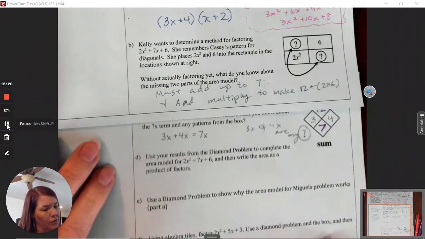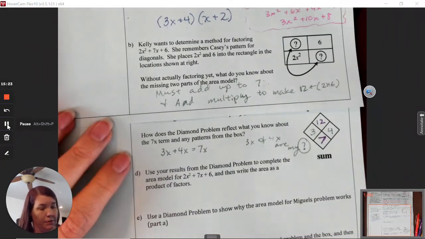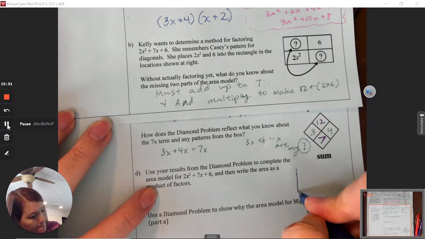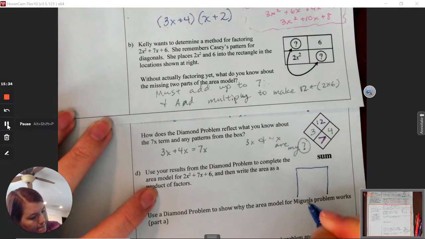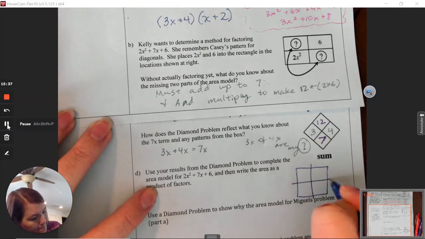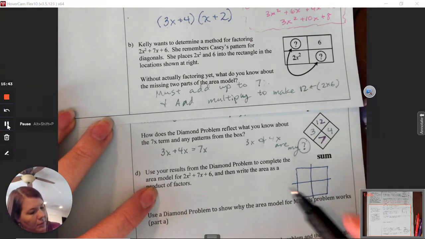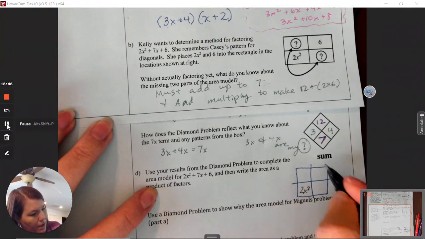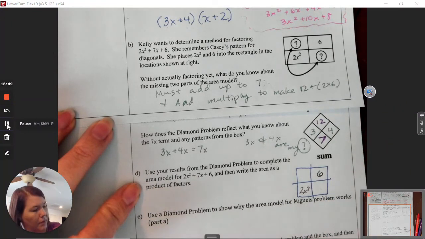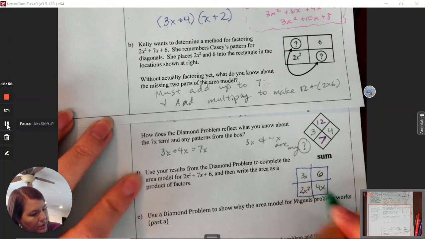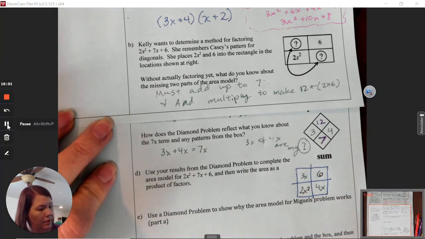Okay, use your results from the diamond problem to complete an area model. Okay, so I'm going to draw the area model again. I already have placed in my area model, I'll place them in black, 2x squared and 6. My new placement, my two green numbers, will be 3x and 4x. And then I'm going to try to write the area as a product of factors.